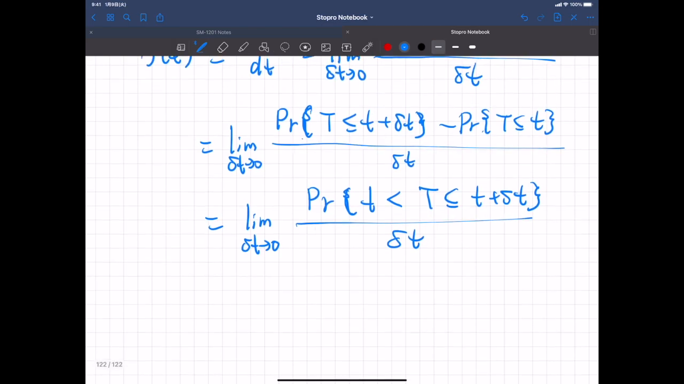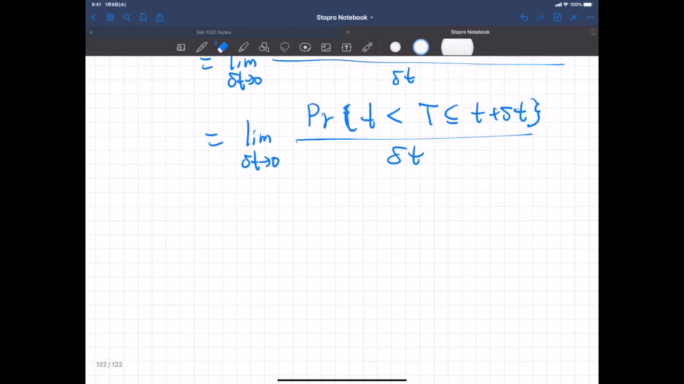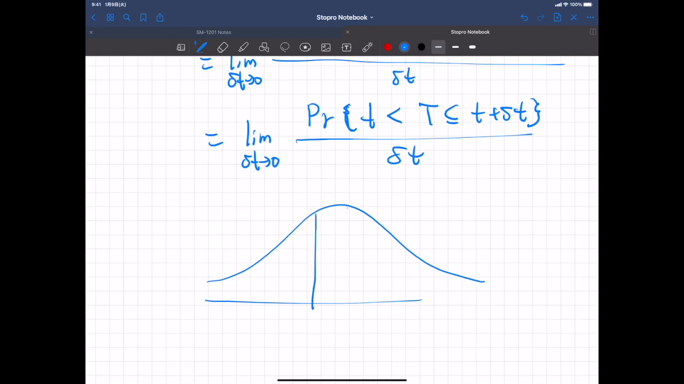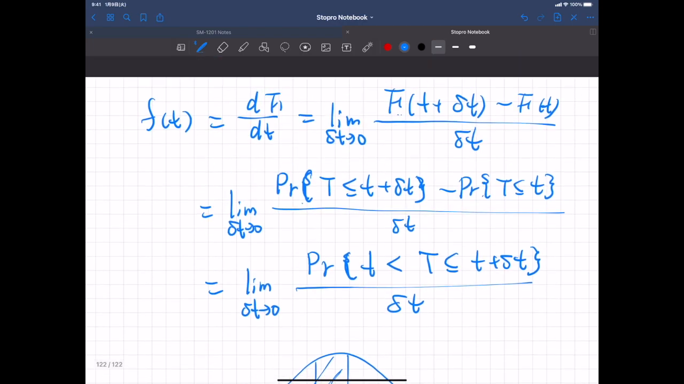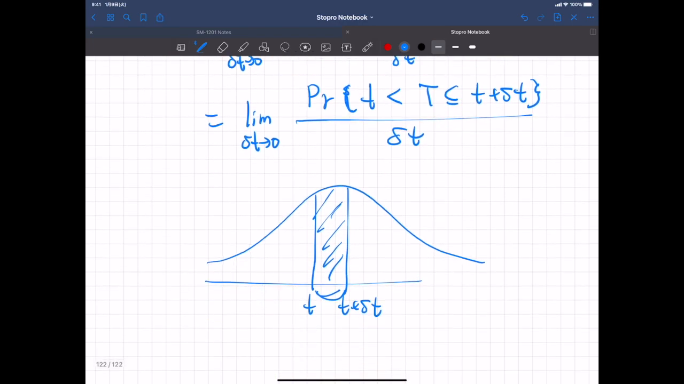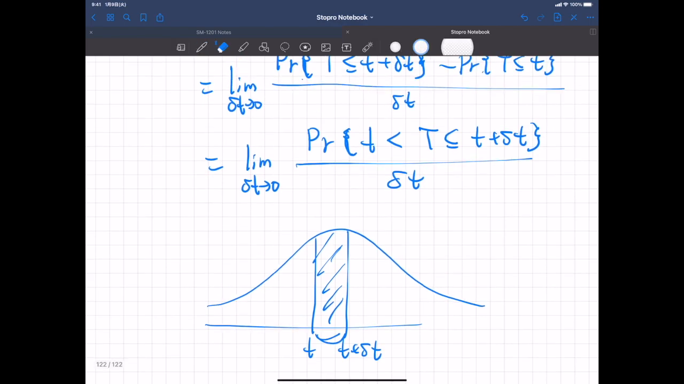So this is, okay, let's see. Let's suppose some density function. So this region divided by this width is the density. Oh, okay. Well, this should be, well, yeah.